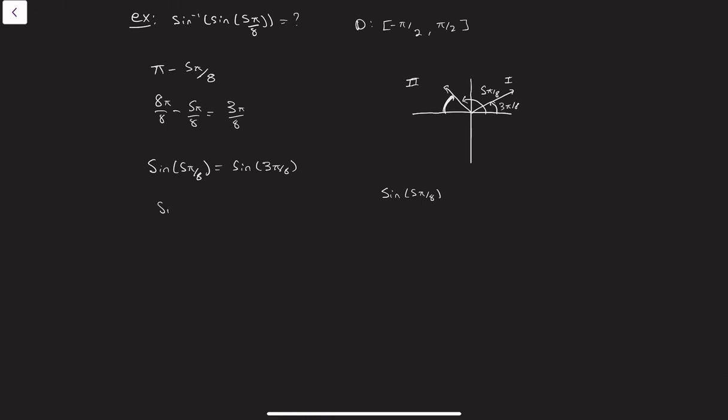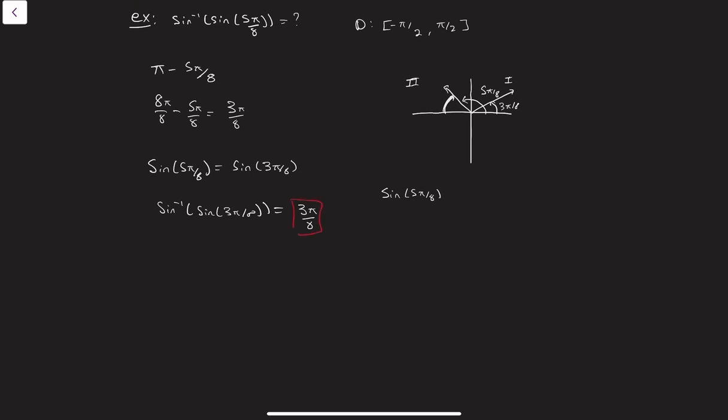And we can say that sine inverse of sine 3 pi over 8, and we know then, using the cancellation formulas, that that is equal to 3 pi over 8. And that is our solution.